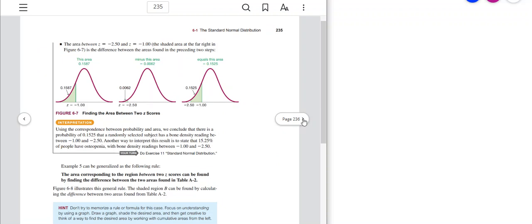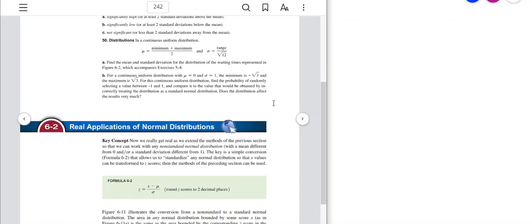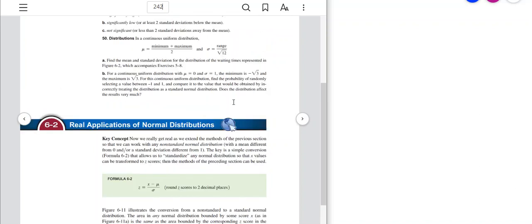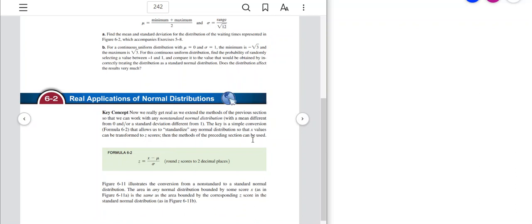And then we want to jump to 242, and let's see where we get. So now what we're ready for, it says real applications of the normal distribution. What we're going to do is take that stuff that we learned, and apply it to things that are not mean of 0 and standard deviation of 1. And what I'm going to do again is stop this video right here. Got enough information to get us going. And then we'll go over to the next one and start right here.